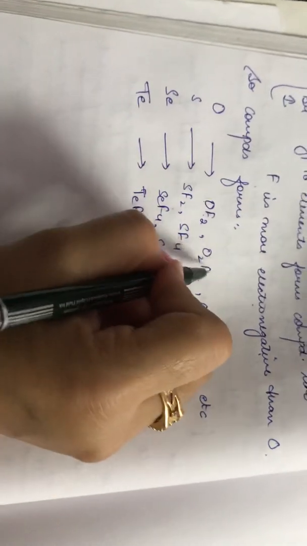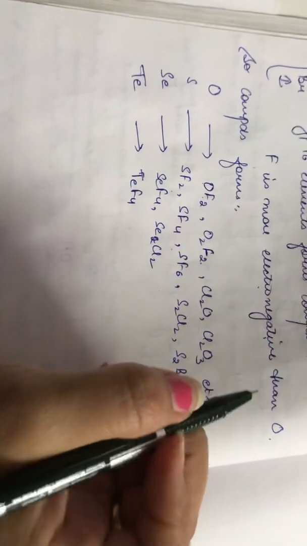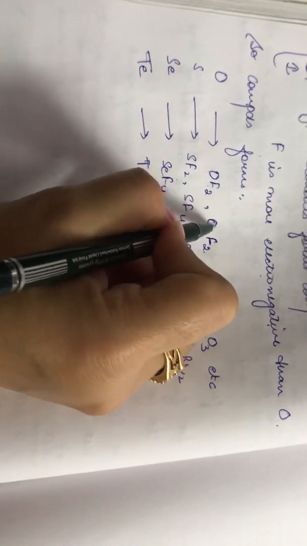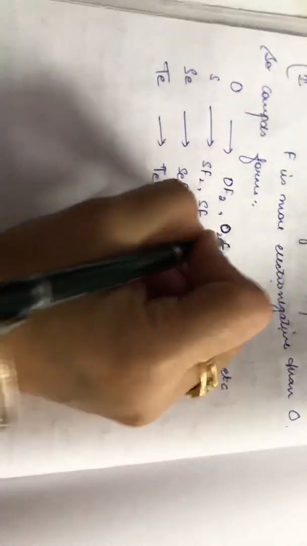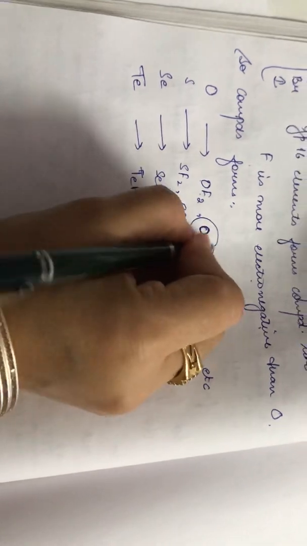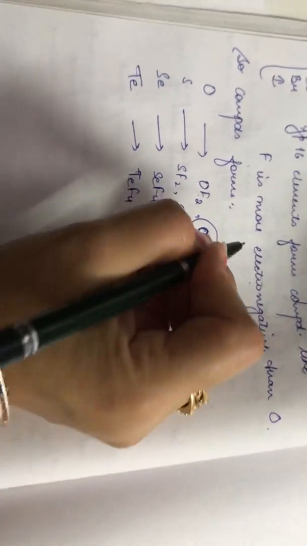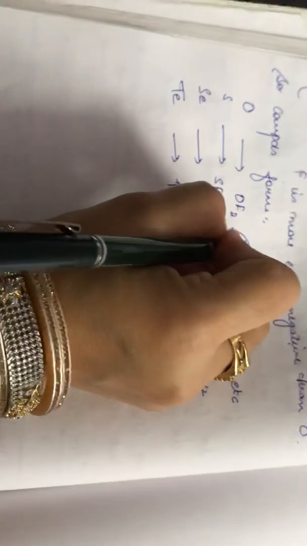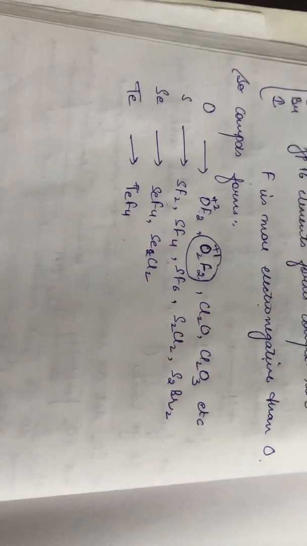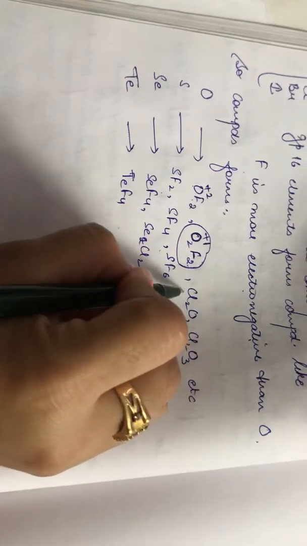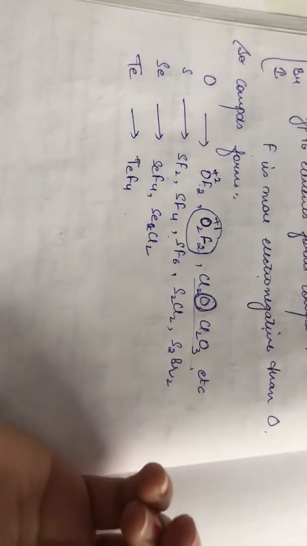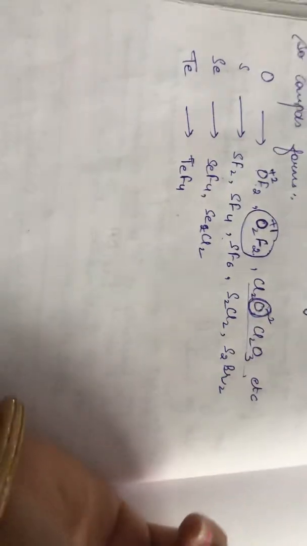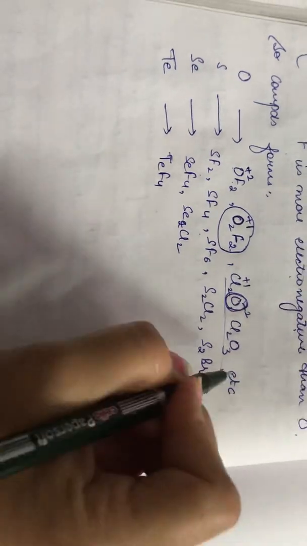in the case of oxygen and fluorine, fluorine shows negative oxidation state, whereas oxygen shows positive oxidation state. Only in the case of fluorine and oxygen does oxygen show +1 oxidation state here and +2 oxidation state here. Otherwise, in the rest of the cases, oxygen shows only negative oxidation states, because here oxygen is -2 and chlorine shows +1, and so on.